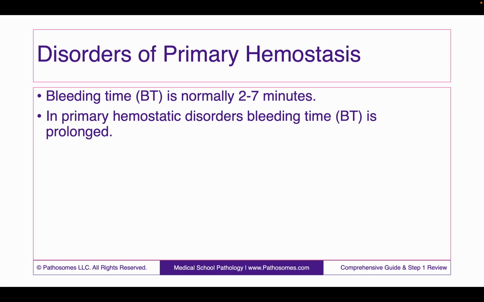Bleeding time normally is between 2 to 7 minutes. If it takes longer than that for bleeding time, then there's highly likely an issue. In primary hemostatic disorders, bleeding time is prolonged.